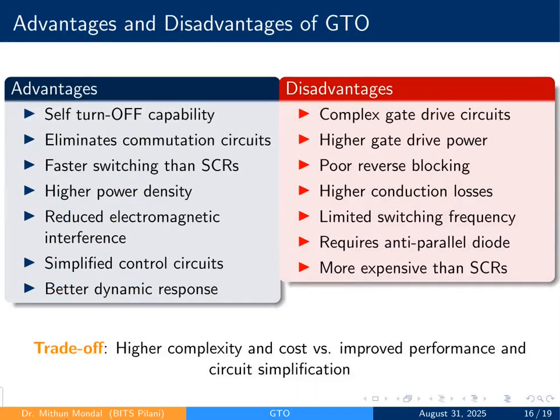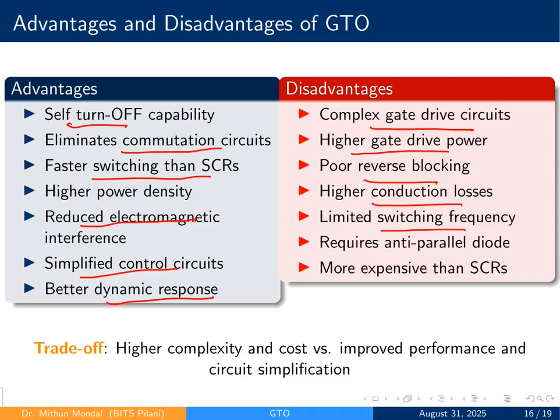Some of the advantages and disadvantages of GTO: GTO can be self turned off, it eliminates the commutation circuit, it has faster switching than conventional thyristors, it reduces electromagnetic interference, and gives a simplified control circuit and better dynamic response. Whereas the disadvantages are that it has a complex drive circuit, a higher gate drive power, poor reverse blocking, higher conduction losses, limited switching frequency, requires an anti-parallel diode, and is more expensive than SCRs.